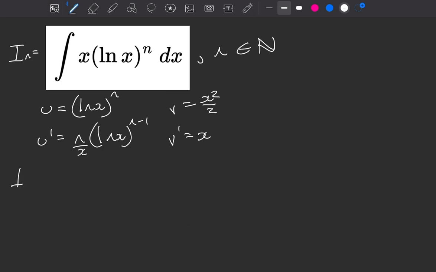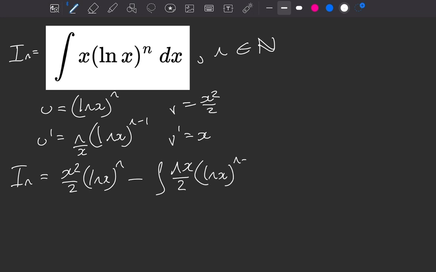So sticking that all together, the nth integral will be u times v, x squared on 2, multiplied by the natural log of x to the power of n, take away the integral of u dash v. So the integral of n over x times x squared on 2. So that's going to be nx on 2, and then still we have the natural log of x to the power of n minus 1 dx. And what we can do now is move this n over 2 out of the front, and just move this x down so it doesn't look like it's flying.